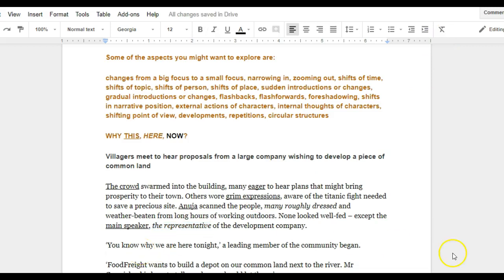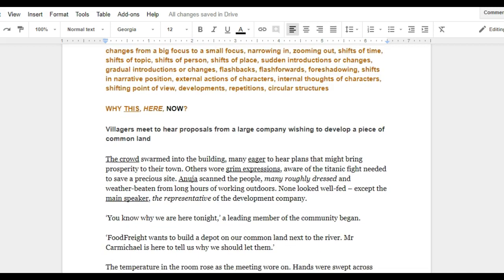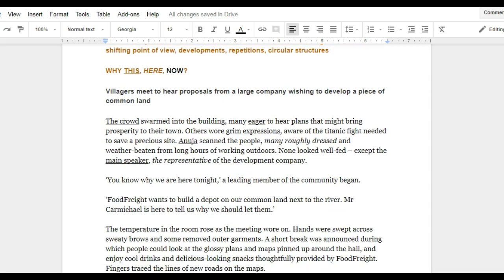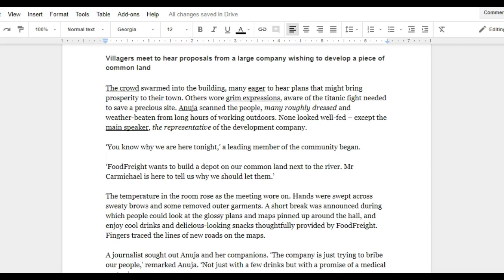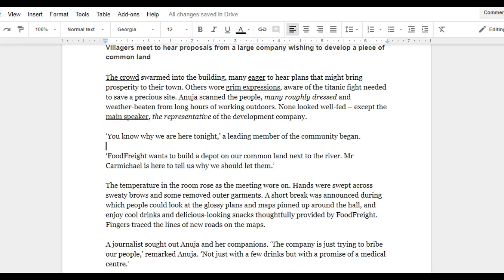Okay, so you know why we're here tonight. The leading member of the community began. Food Freight want to build a depot on our common land next to the river. Mr. Carmichael is here to tell us why we should let them.